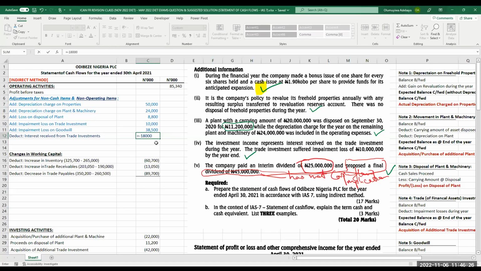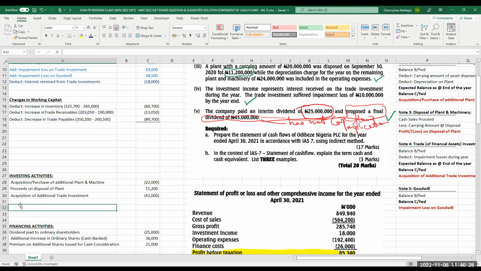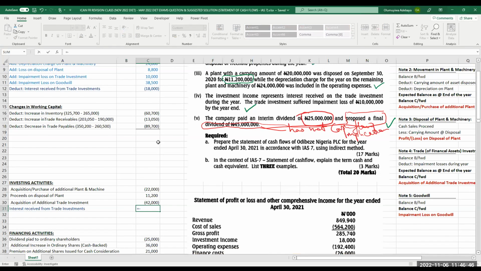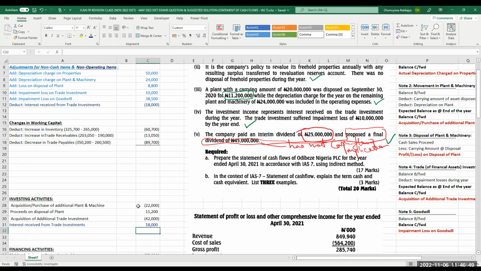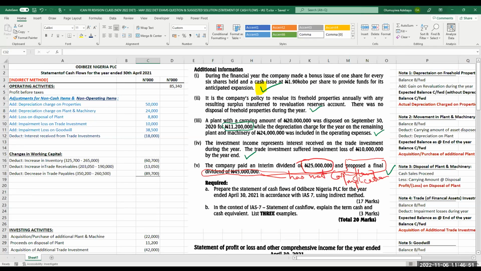$18,000, and I'll classify it here as interest received from trade investments. And the cash inflow, therefore, has come here. Another one is interest paid on borrowing. Interest paid on borrowing. We'll come to that.